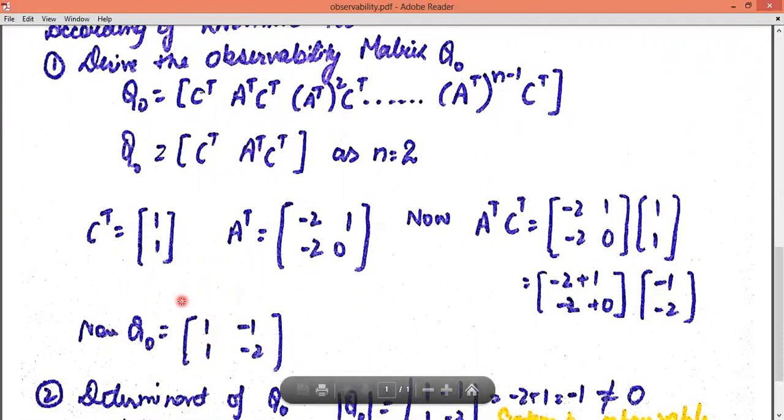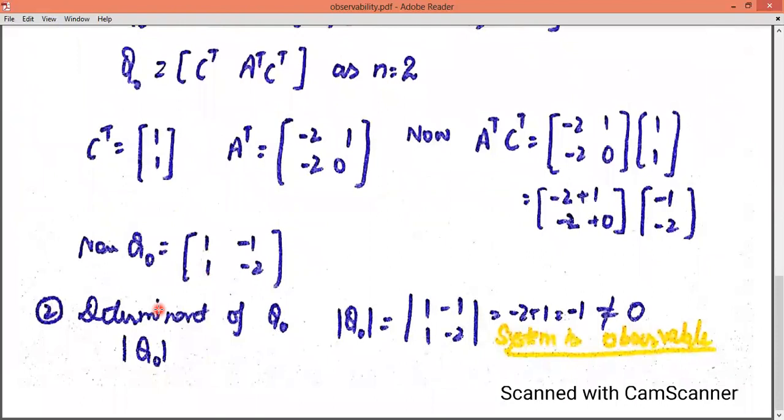The other step is to find the determinant of this matrix, and then check whether the system is observable or not. So now we take the determinant. It becomes minus 1. Hence it is not equal to 0, which means the system is observable. If the determinant comes out equal to 0, the system is unobservable. Thank you for watching this video. I hope you have understood clearly.